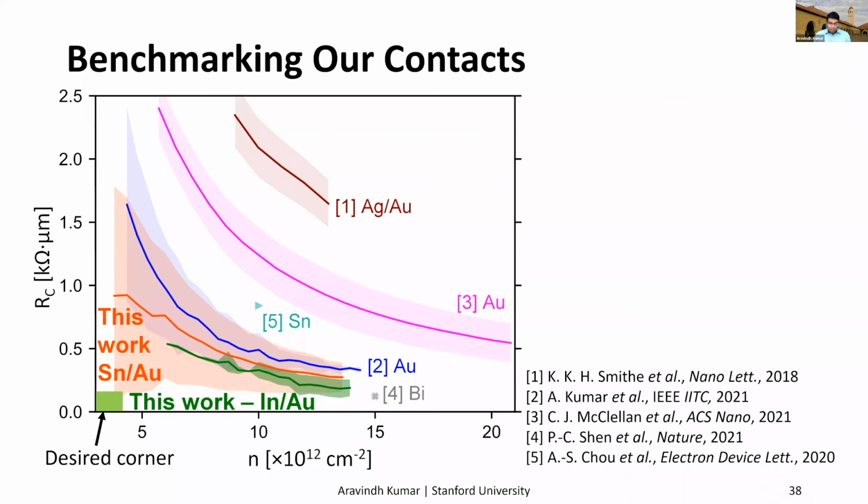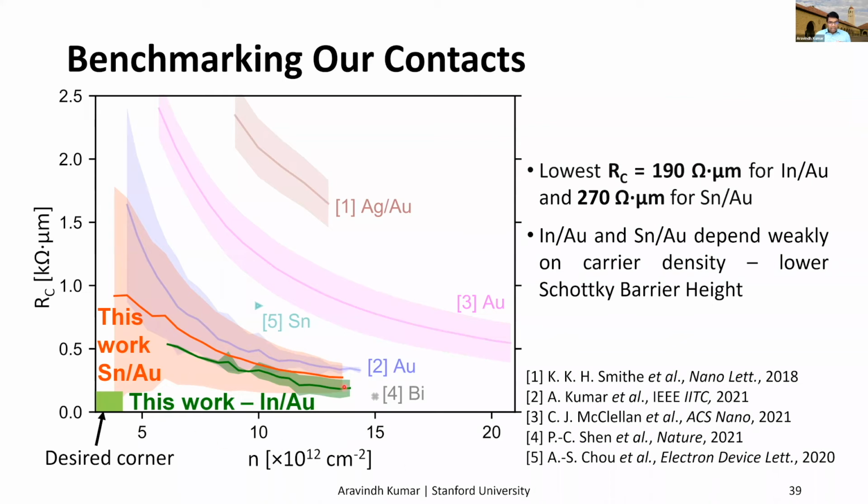So here we benchmark the best indium-gold and tin-gold TLMs with other good contacts reported in the literature. We are looking only at contacts to monolayer CVD MoS2. Our best indium-gold contacts showed a contact resistance of 190 ohm micron, and the best tin-gold contacts showed 270 ohm micron. Further, the dependence of these new contacts on the carrier density is much weaker when compared to the silver-gold and the pure gold contacts, which are commonly used. So this indicates that these new contacts have a lower Schottky barrier height.